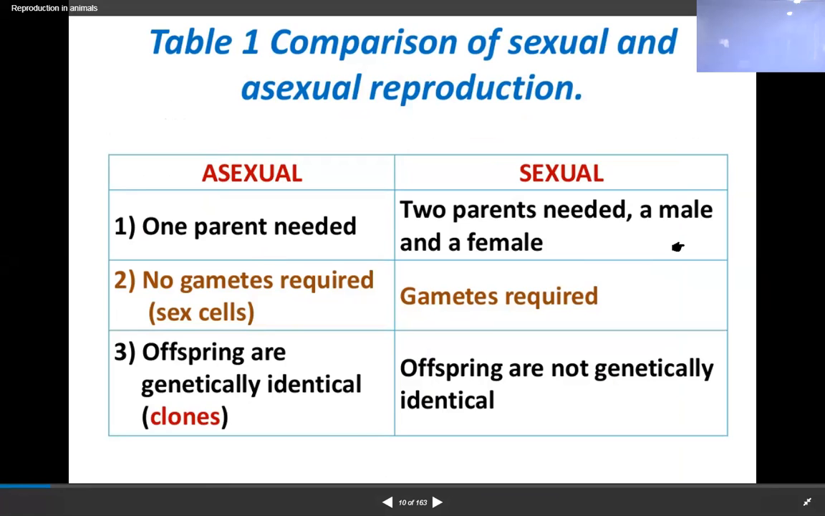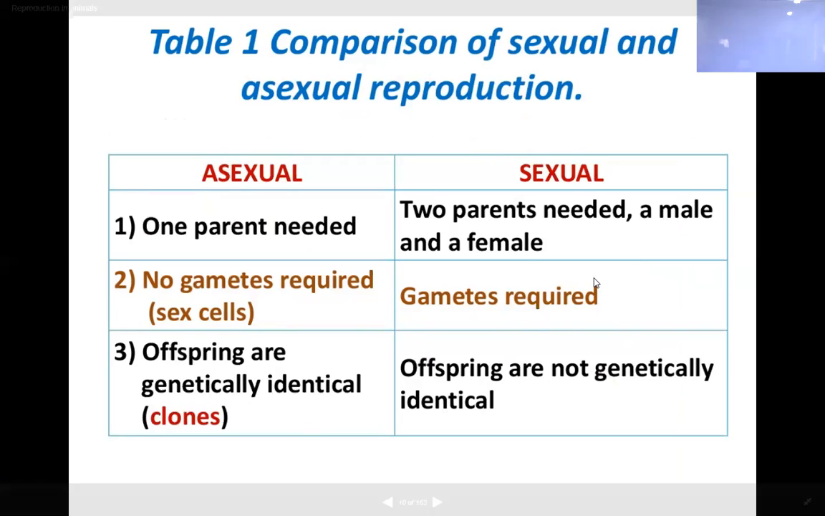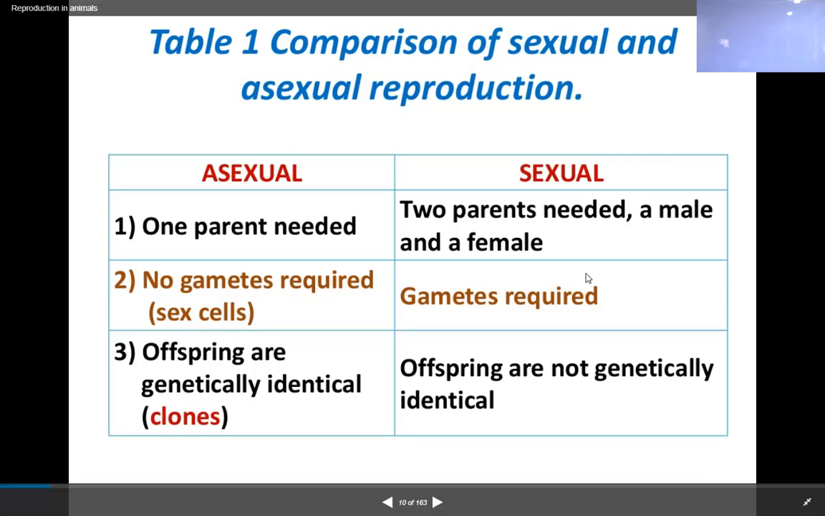One parent needed, two parents needed, a male and female. No gametes required, gametes are required. Offsprings are genetically identical and offsprings are not genetically identical. So here you will get variation, Sejal. Why? Because as there is fusion of male and female gametes, here there is exchange of genetic material which results into variation. And you know, variations are needed or it is useful for the process of evolution, right?